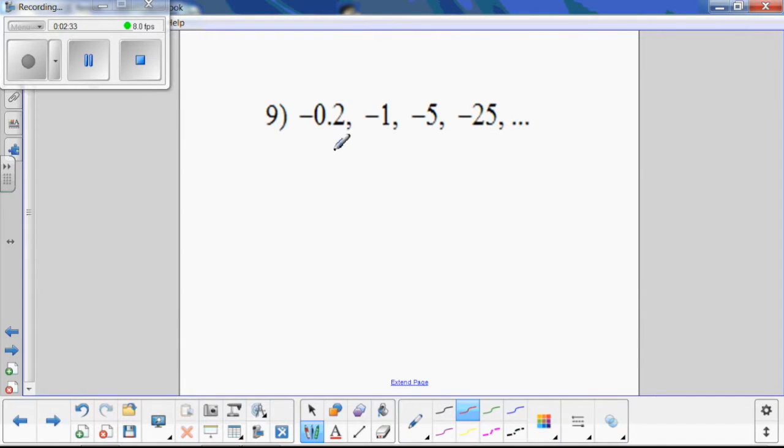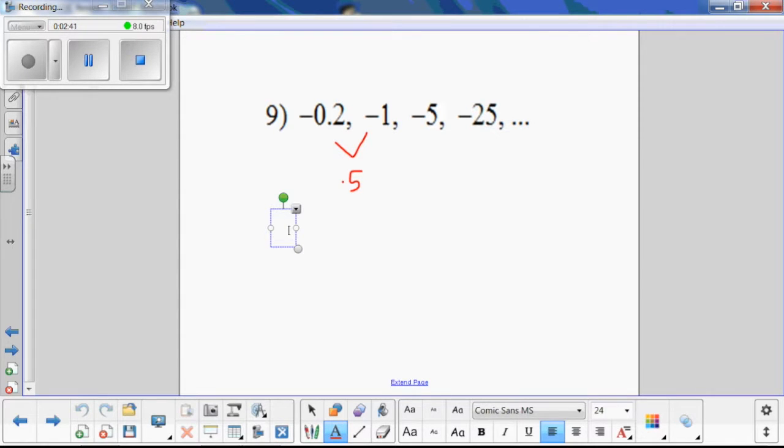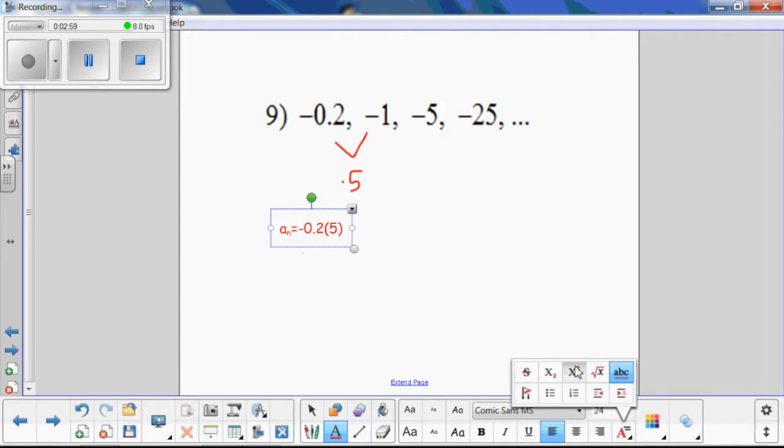This sequence we're multiplying by 5, which would make this a geometric sequence. So the explicit formula for a geometric sequence is A sub n equals A1, which in this case is negative 0.2, times your common ratio, which is 5, with an exponent of n minus 1.